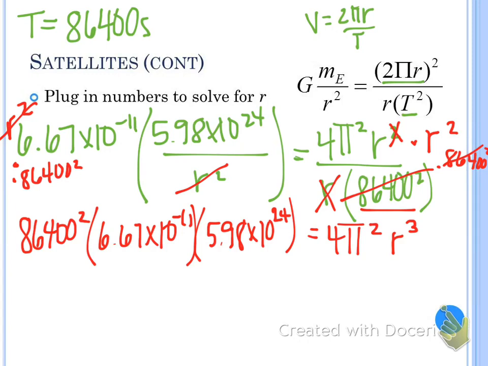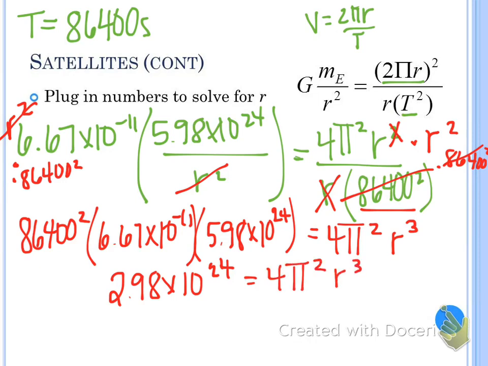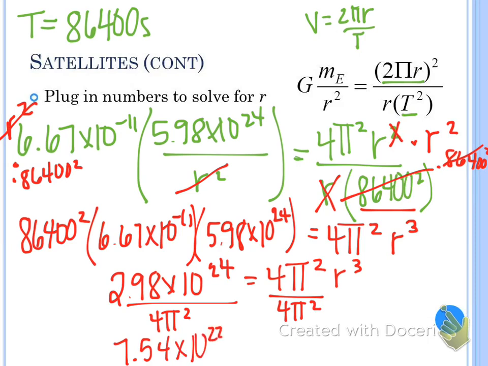So my whole left side of the equation equals out to 2.98 times 10 to the 24th, and that's all going to equal 4 pi squared r cubed. So my next step is going to be divide by 4 pi squared, which leaves me with 7.54 times 10 to the 22nd equals r cubed. Now in your calculator, if you hit math and scroll down to, I think, number 4, it has cube root of something. So we want to take the cube root of this number.